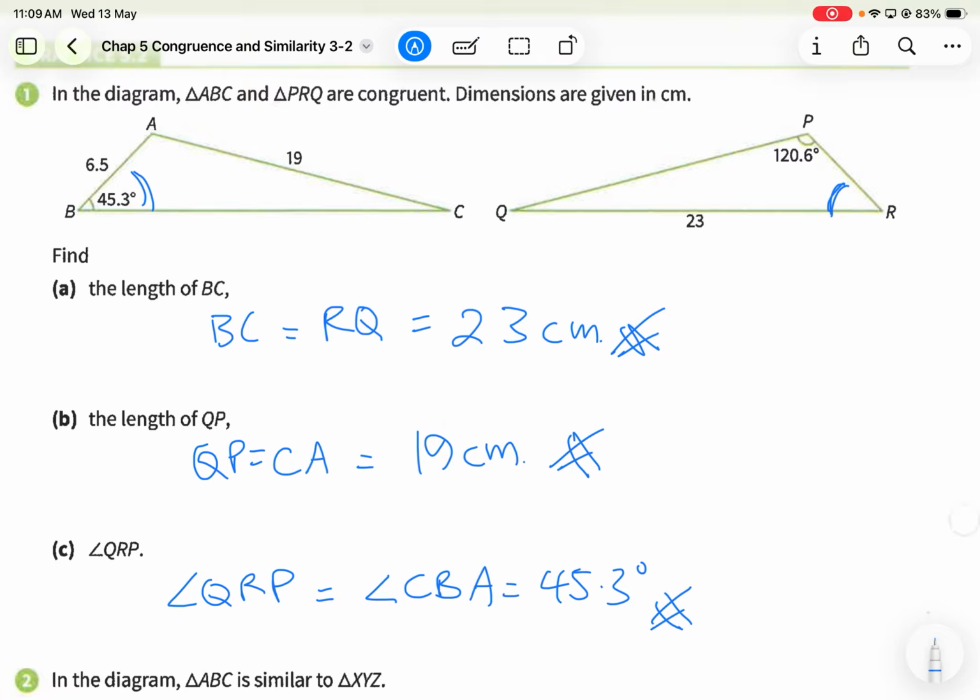So this angle still learn the rules. What rules? Sum of angles in a triangle. Yes, that one you have to know already.